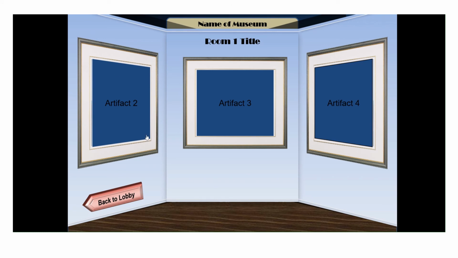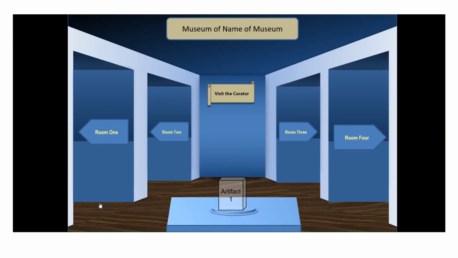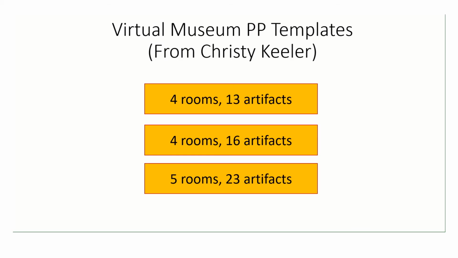And you know how Dr. Keeler created this, because here's a trapezoid, here's a rectangle, and here's a reverse trapezoid. Nice graphics, it looks very believable, and it creates a nice illusion of being in a virtual place. So that's 4 rooms that would hold 13 artifacts.